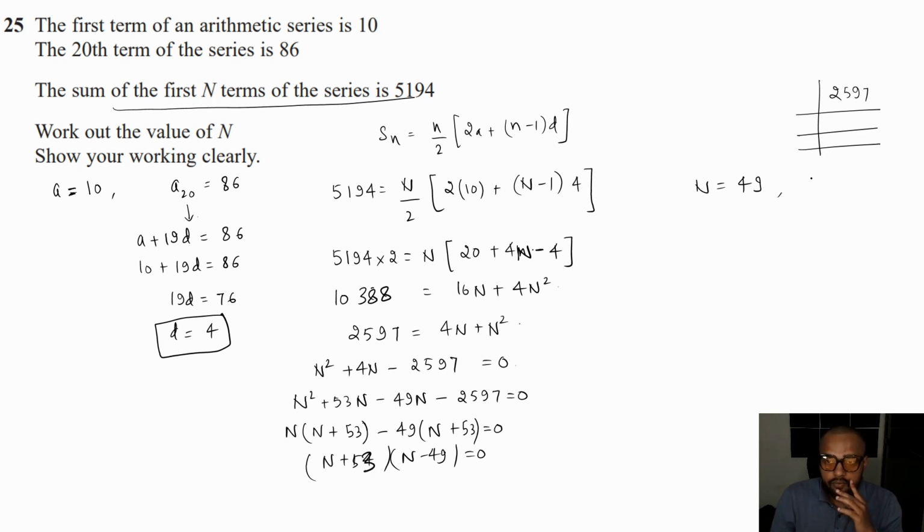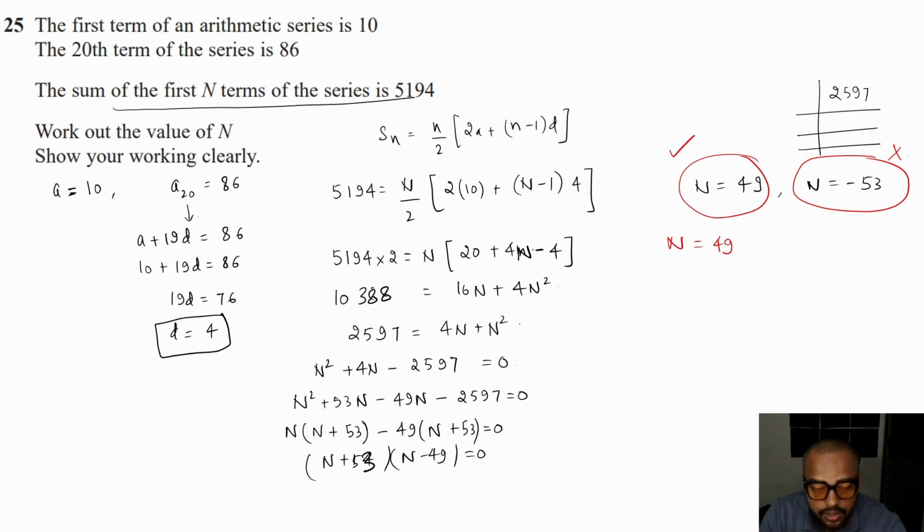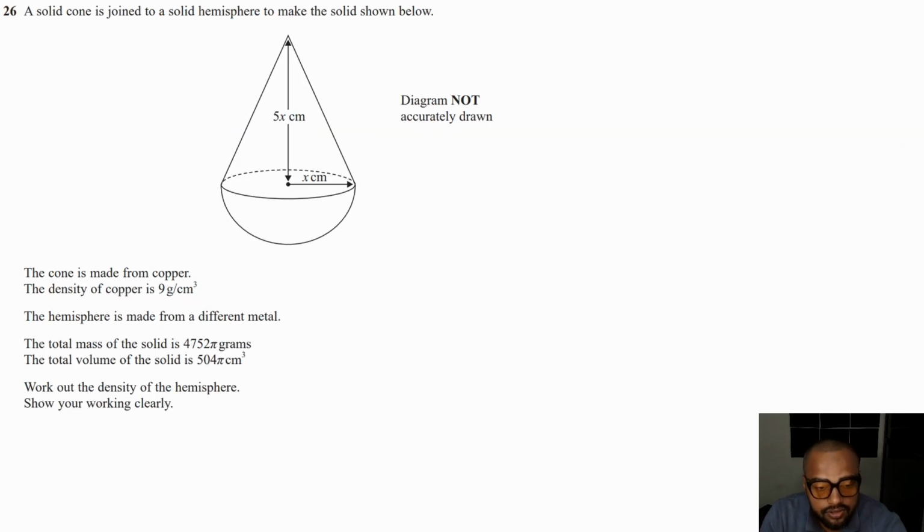Not 53. Why is this so? Because we are getting this value as negative 53, which is not possible, students. So this value will not be considered, because it is negative and a number of terms cannot be negative. So only this value will be possible. So n will be equal to 49. Okay, students. Now let's move to the next question, which is the last question.